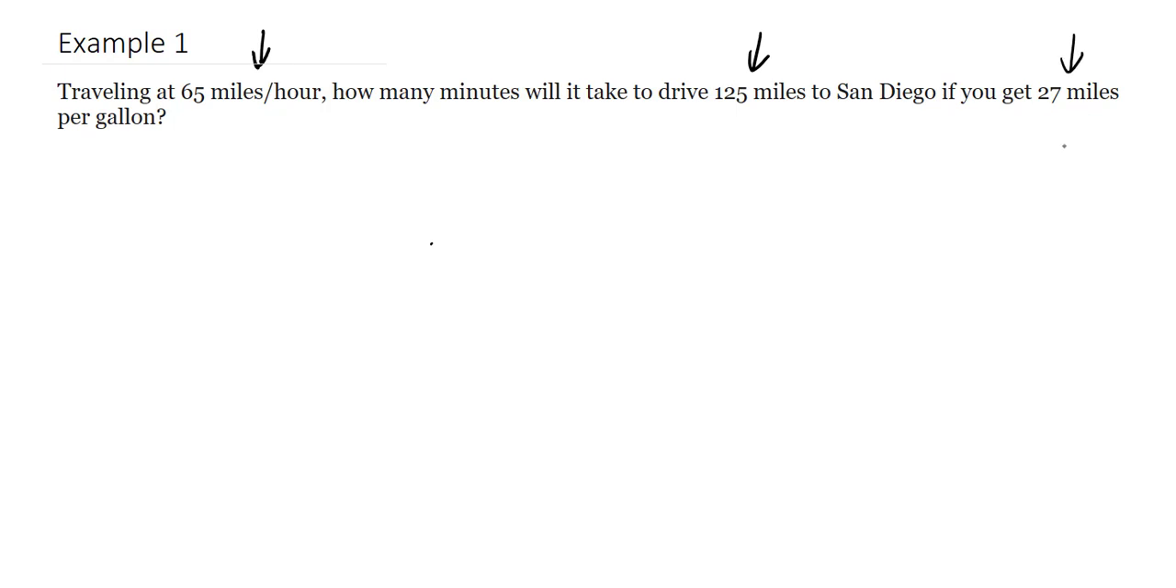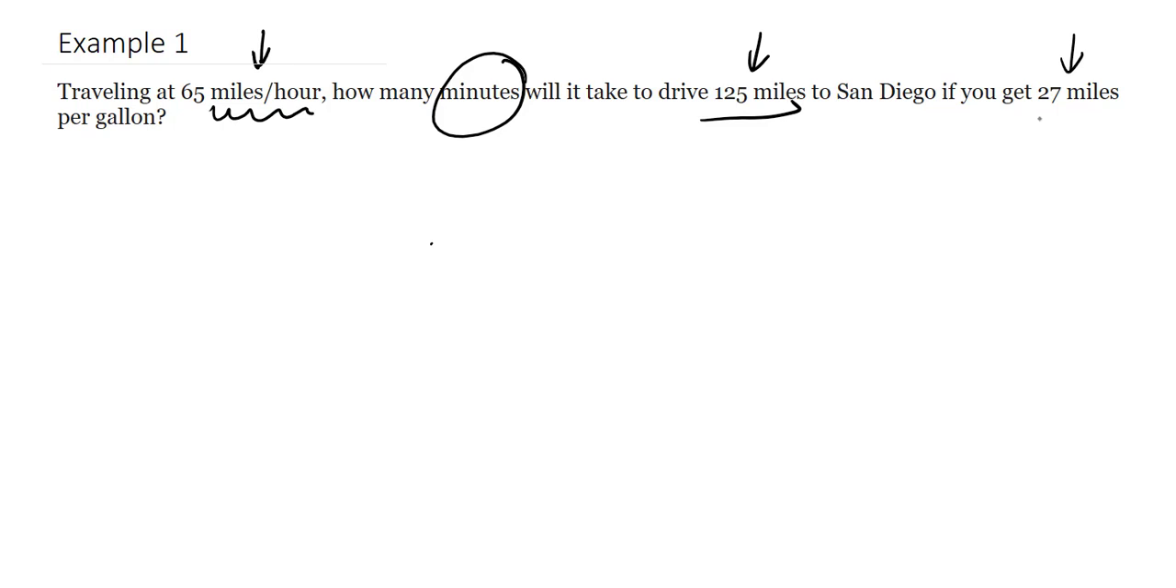And what are we looking for? Well, we're looking for minutes. So we know that this is probably going to be really important because this gives us a certain sense of time, of how fast we're going to get there. So the 65 miles per hour is very important. Now, what's also important? Well, we know we need to travel 125 miles to get to San Diego. So that would also be important. So we should probably use that somewhere.